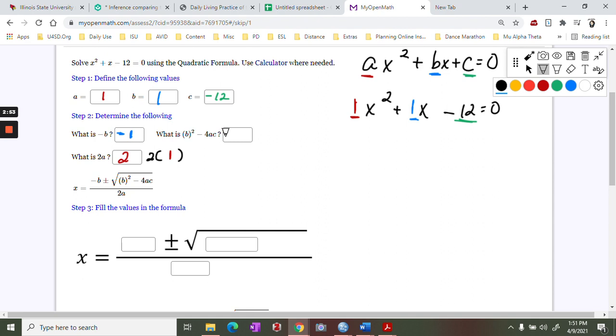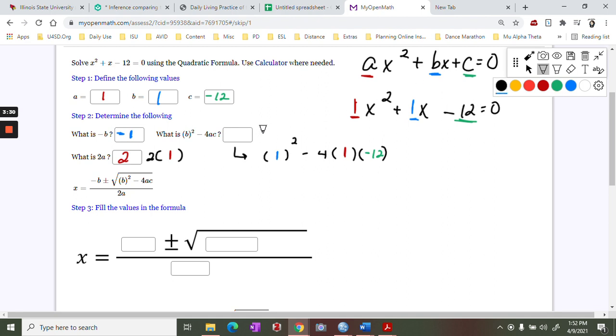b squared minus 4ac. I want to be really cautious on this one because there are so many pieces to it. So what I'm going to do is replace the b with 1. And notice that I keep it in parentheses. That's so I remember that when I do b, the quantity b, and then squared, that I'm doing b times b, or in this case, 1 times 1. My a value is 1, and my c value is negative 12.